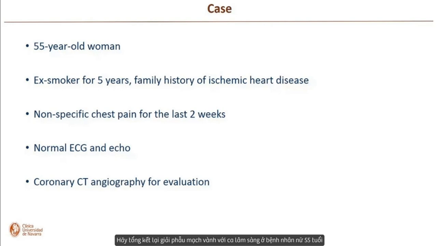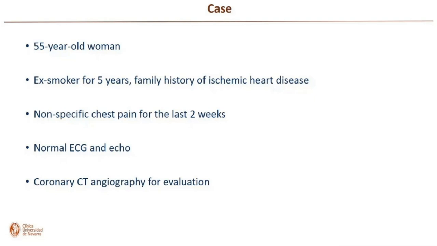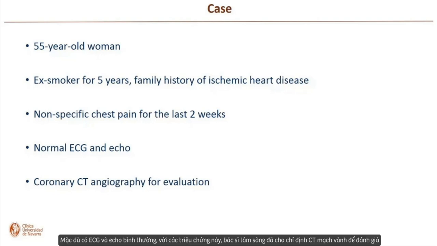Let's review the coronary anatomy with this case of a 55-year-old woman, an ex-smoker for 5 years, with family history of ischemic heart disease. She reports non-specific chest pain for the last 2 weeks. They performed an ECG and an echo which were normal, and given these symptoms, despite the normal ECG and echo, the referring physician requested a coronary CT angiography for evaluation.